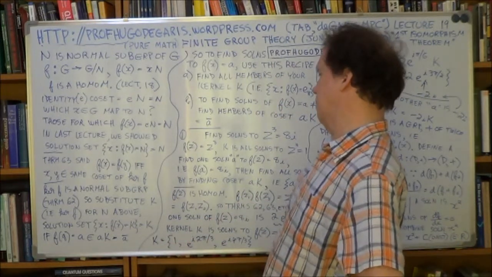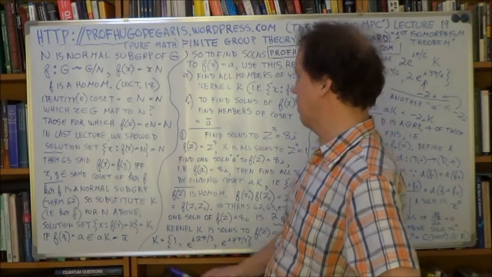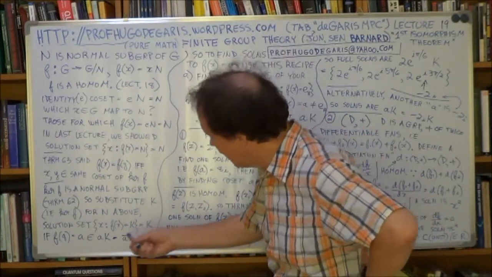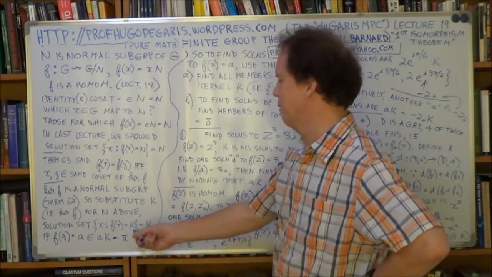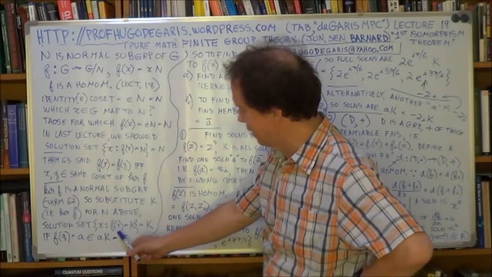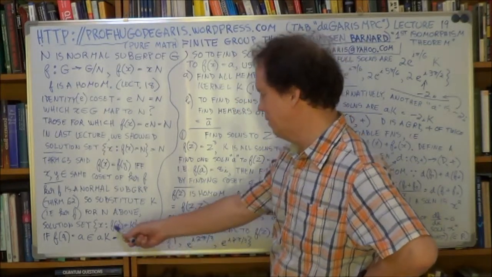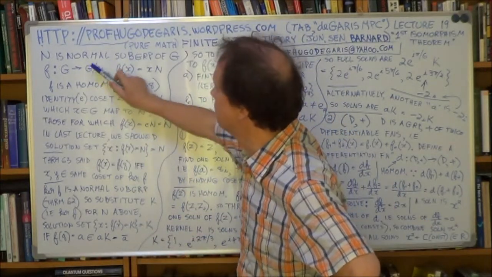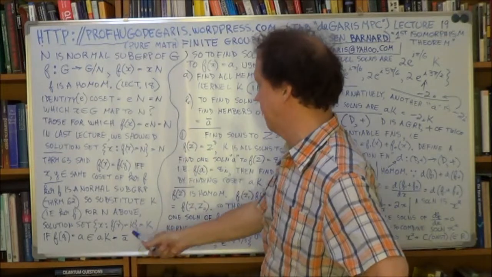Well, take that back. Such that f of x equals the kernel, so that these x's map to the unit of H. In this case, it'd be G/K.